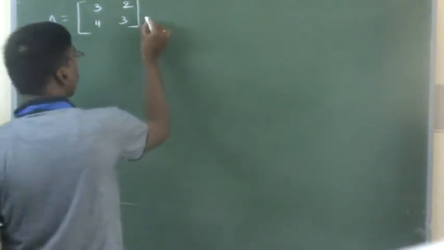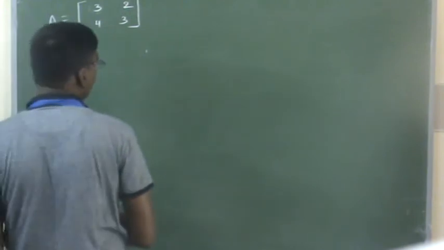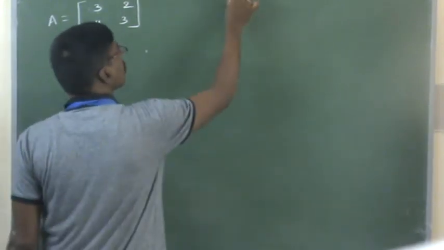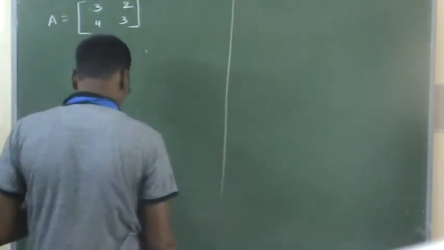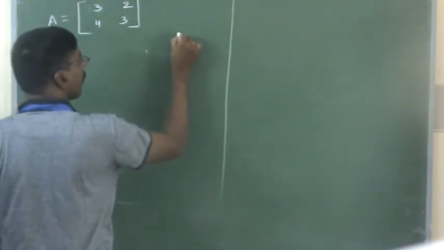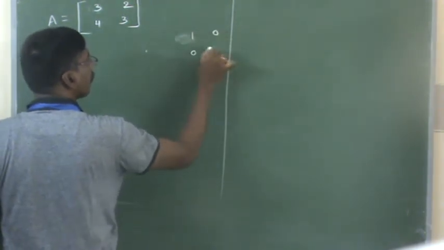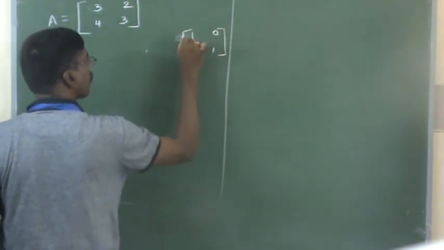Here we are using column operation. By using column operation, what are the methods we are following? The column operation method is that the left hand side should be 1 0 0 1.